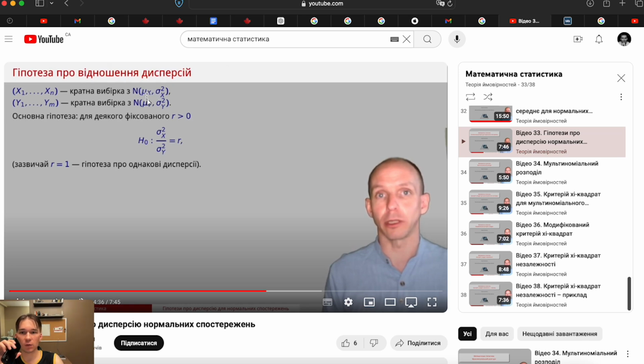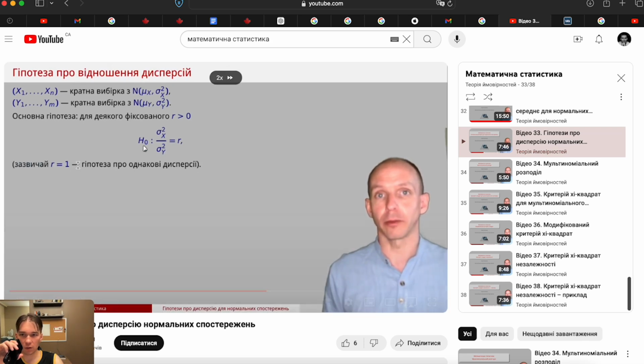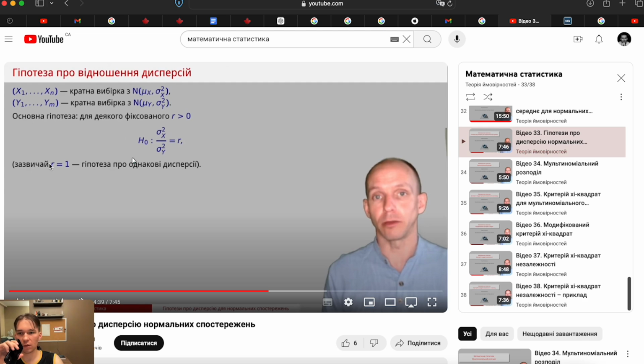Basically everything is the same. We don't know anything, as I understand. And our null hypothesis is that these two variances have a ratio which equals r, where r is more than 0. And he says that usually r will equal 1, which would be the hypothesis that the variances are equal.